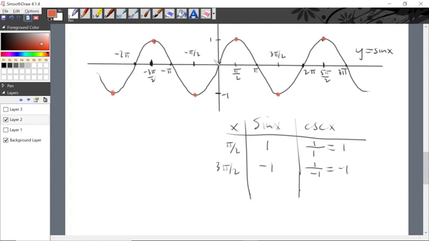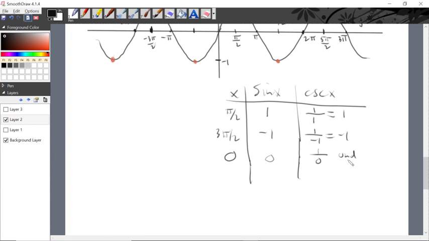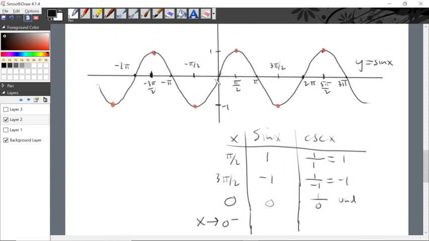Now, what happens at a place like 0? When x is equal to 0, the sine of x is equal to 0, so the cosecant would be 1 over 0, but that is undefined. What does that mean? It means we expect some sort of discontinuity there, probably an asymptote. What happens as x approaches 0 from the left? If we're along this curve just a little bit to the left of the origin, then the sine function is going to output a small negative number.